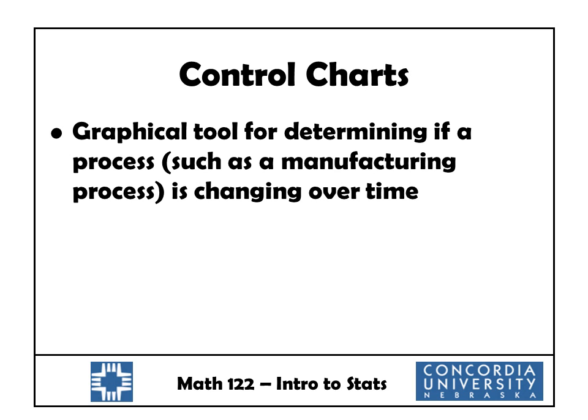These formulas apply to what are called control charts, which are a graphical tool for determining if a process, such as a manufacturing process, is changing over time. When we're manufacturing something, ideally we would want every single item that comes off the assembly line to be identical to every other item. However, that's not going to happen. There's going to be some natural variation within the product.